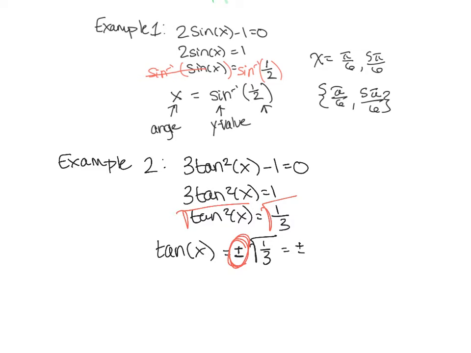So this is going to be the positive and negative version of the square root of 1, which is just 1, over the square root of 3. And you may look at this and go, oh no, no square roots in the denominator. So you're going to rationalize this and say this is really the positive and negative version of the square root of 3 over 3.